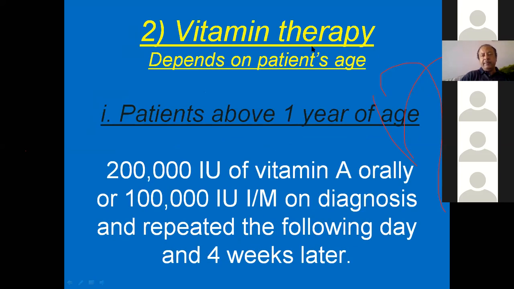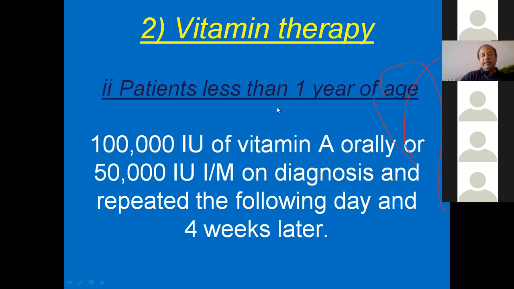Vitamin A therapy, it depends on the patient's age. If the age of the patient is over 1 year, then you prescribe 2 lakh international units of vitamin A orally. If the age of patient is less than 1 year, then you prescribe 1 lakh international units of vitamin A orally or 50,000 units intramuscularly.